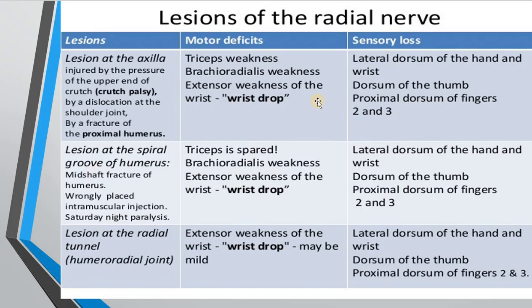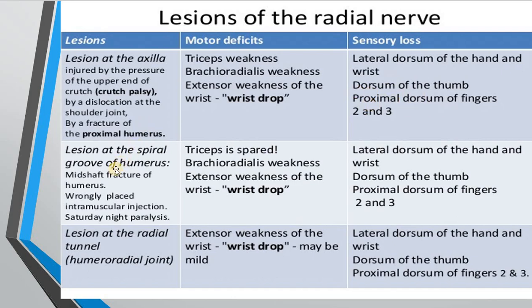So lesions of the radial nerve, as you all know, I'll just combine all three. Lesions at the level of the axilla: crutch palsy, dislocation of the shoulder joint, and fracture of the proximal humerus. The motor deficit will be triceps, brachioradialis, and extensor weakness of the wrist, which will lead to wrist drop. So whatever the lesion may be, there will be a wrist drop. We can also remember that whatever the level of the lesion might be, the sensory loss is in the lateral dorsum of the hand, the dorsum of the thumb, and the dorsum of fingers 2 and 3.